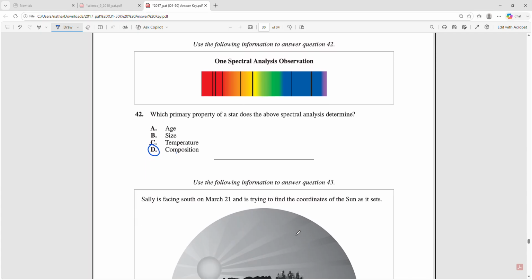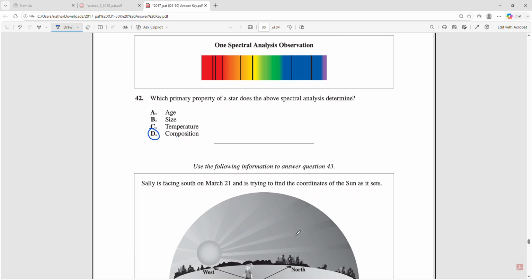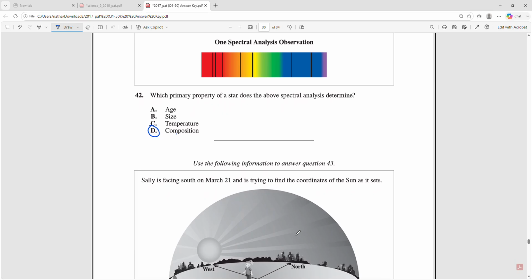Which primary property of a star does the above spectral analysis determine? So we didn't talk about this a lot in class. We may have briefly read it in the book, but we didn't have any real questions about this one that we answered. So we'll just talk about this now. So spectral analysis, this is a way of determining the composition of things.